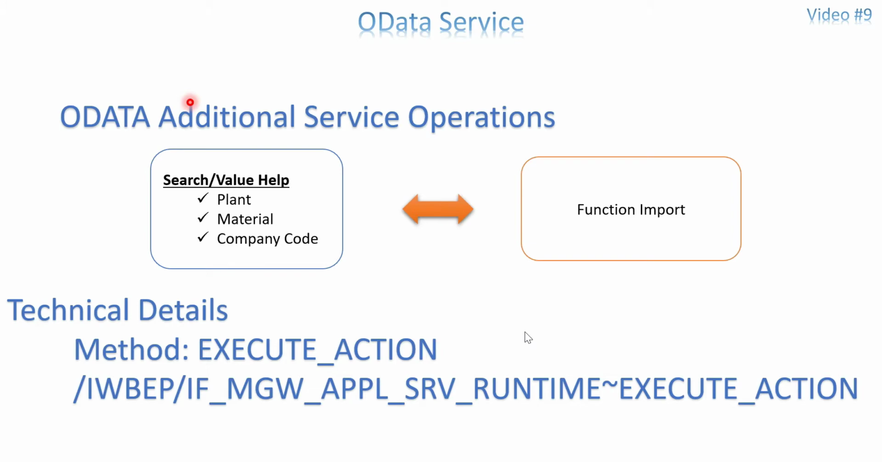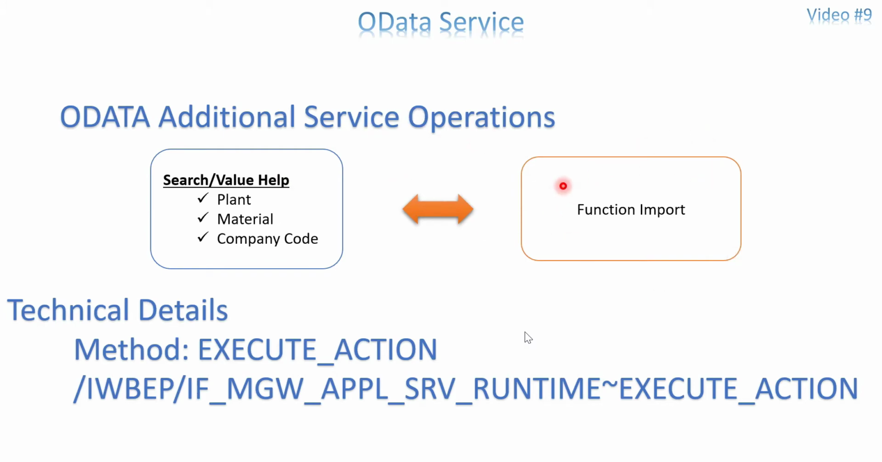Then we decided that whatever value help is coming from the UI application needs to go into one particular area, and based on the conditions, I can have an if condition or case statement and trigger whatever value is required. That is the idea of this business scenario. So I need additional service operations, which is nothing but a function import. This is one of the business scenarios.